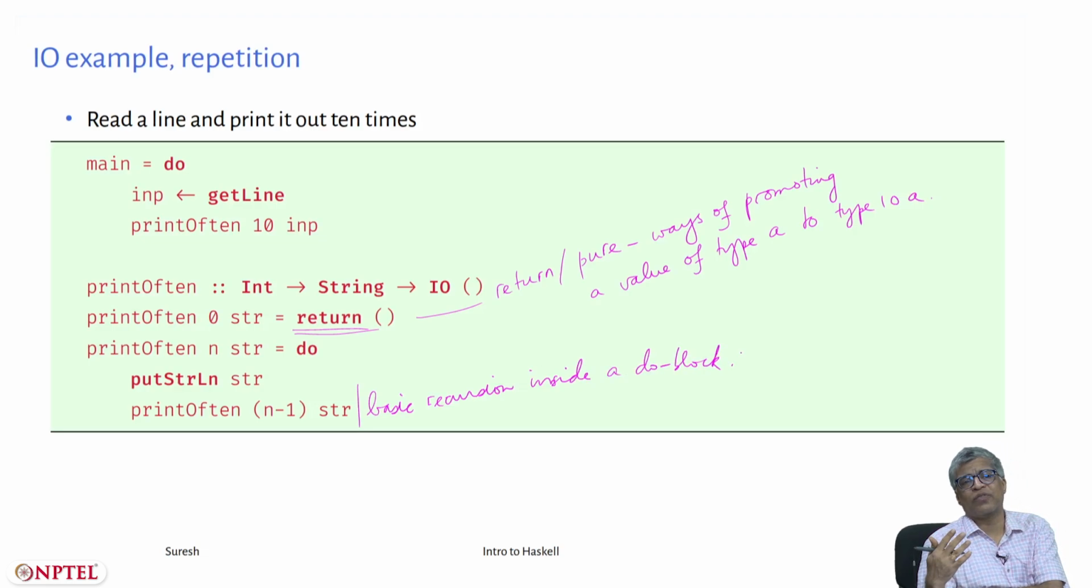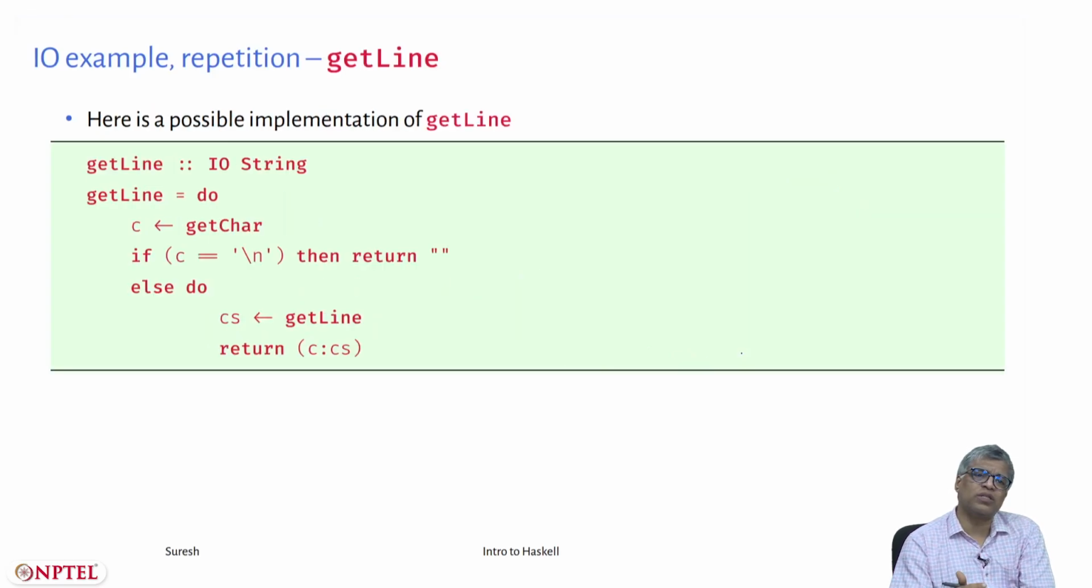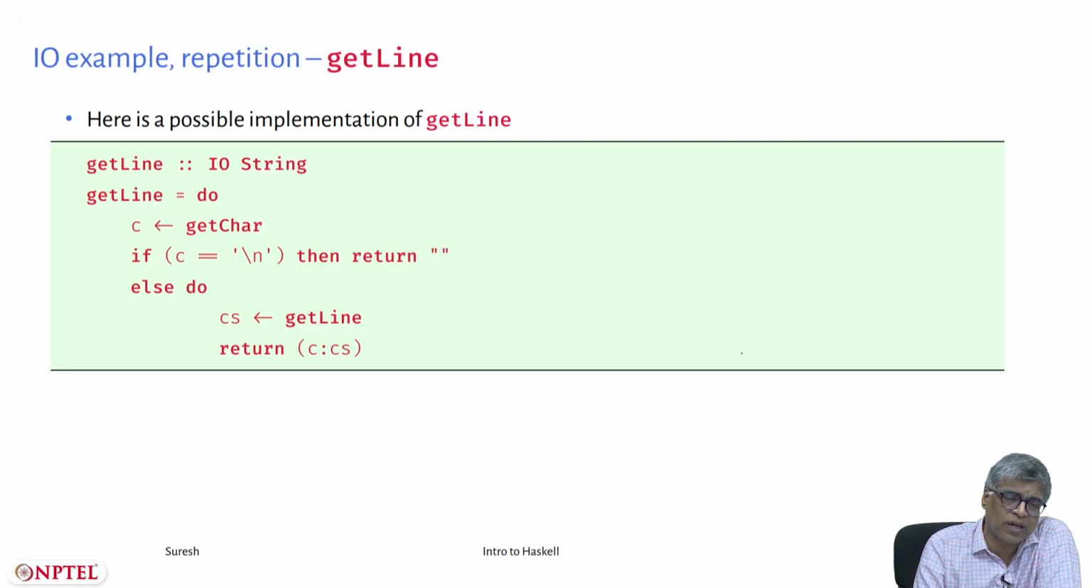Again, that's one of the most basic ways of ensuring repetitive actions in Haskell. Okay, good. So then we saw this, that you can, for instance, implement getLine in terms of getChar. So you read the first character. If it is the newline, you return the empty string. Remember again that return is just promoting the empty string to type IO String. Else you recursively call getLine, which will get the remaining characters, and then you tag C in front of Cs.